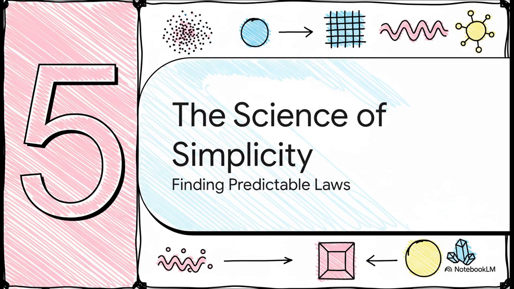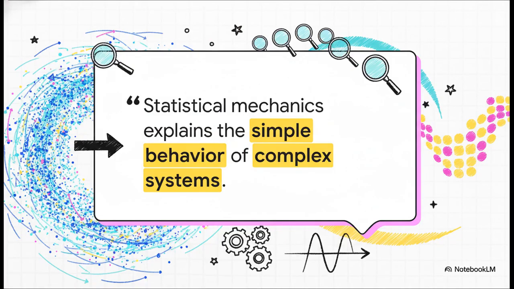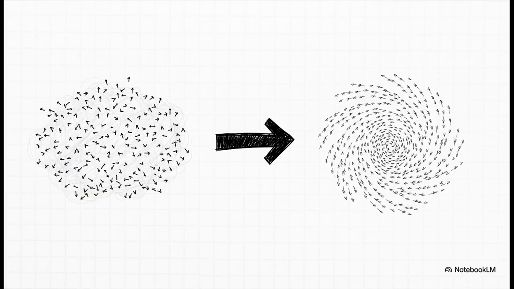Which, of course, brings us right back to our central theme. This isn't really the science of complexity, it's the science of simplicity. It's all about finding the elegant, predictable rules that secretly govern our messy, complicated world. This is it. This is the entire field in one sentence. Statistical mechanics explains the simple behavior of complex systems. The goal isn't to get bogged down in the complexity, it's to explain why, against all odds, simplicity so often wins out.